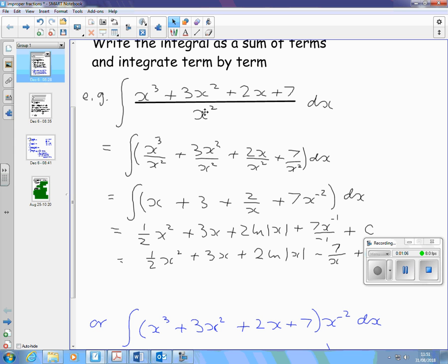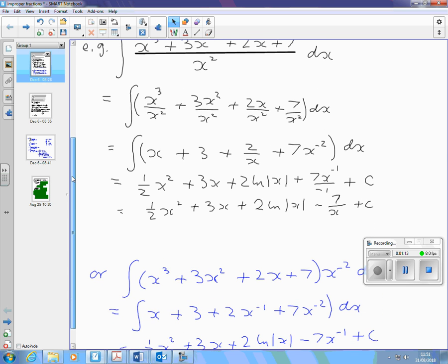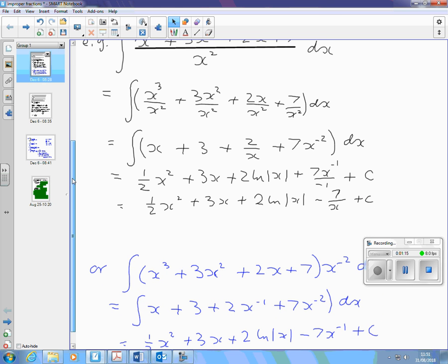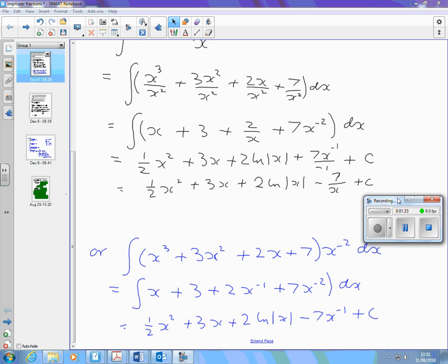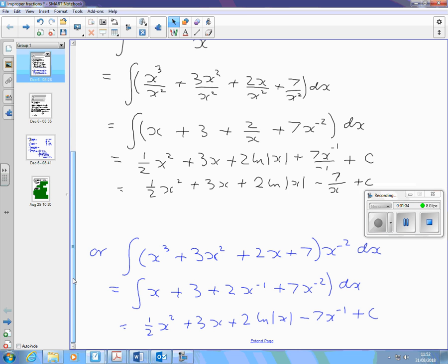Alternatively, the x squared on the bottom line can be written as 1 over x squared, which is x to the power minus 2. Dividing by x squared is the same as multiplying by x to the power minus 2. Then you multiply each term in the brackets by x to the power minus 2, and then you get the sum of terms which you can integrate.